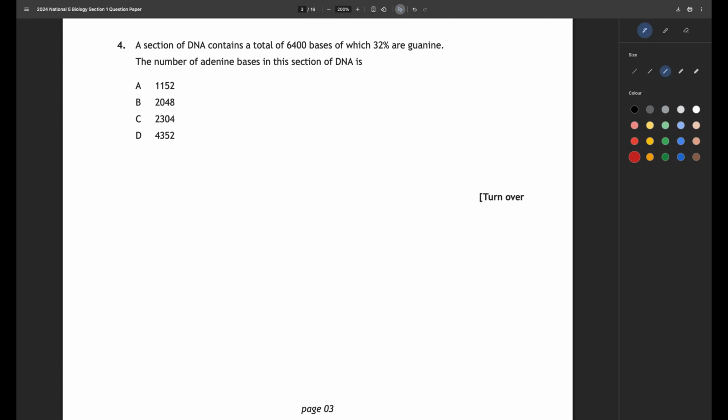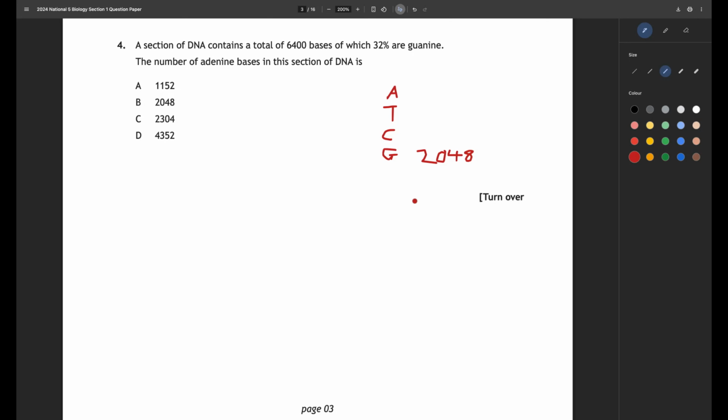The number of adenine bases in this section is. So what I always do for this question is I write down my 4 letters, A, T, C, and G, and I write down the numbers. Okay, so if there's a total of 6,400 and 32% are guanine, first of all, let's work out what 32% of 6,400 is.